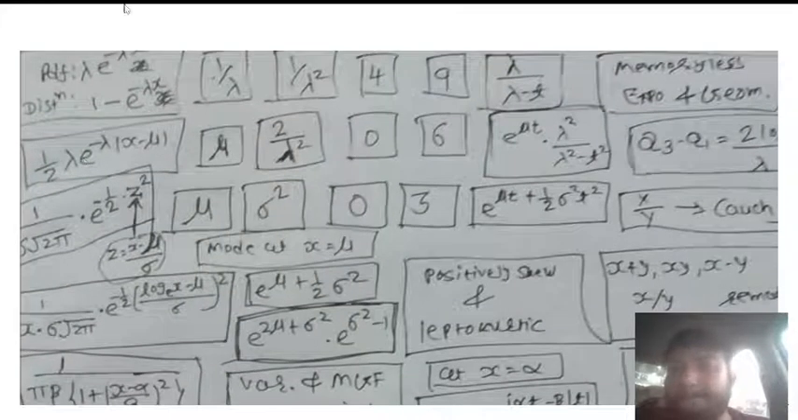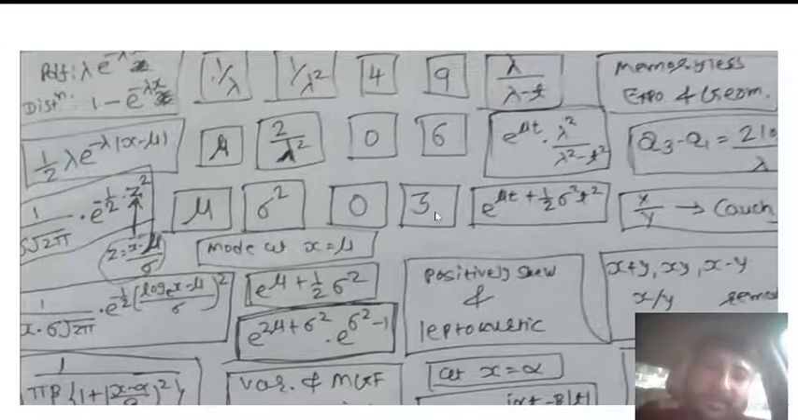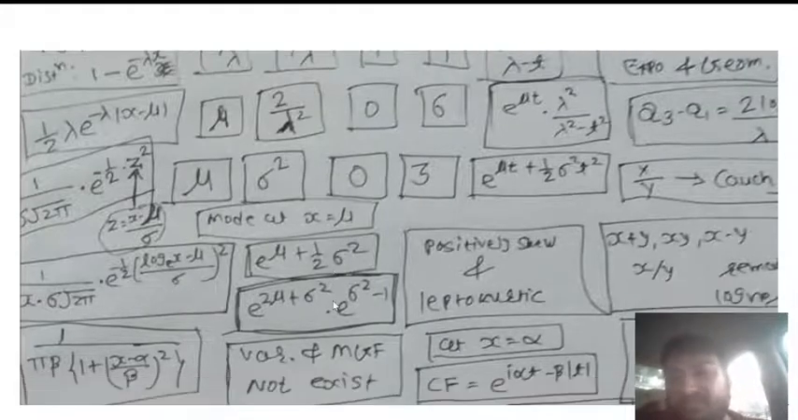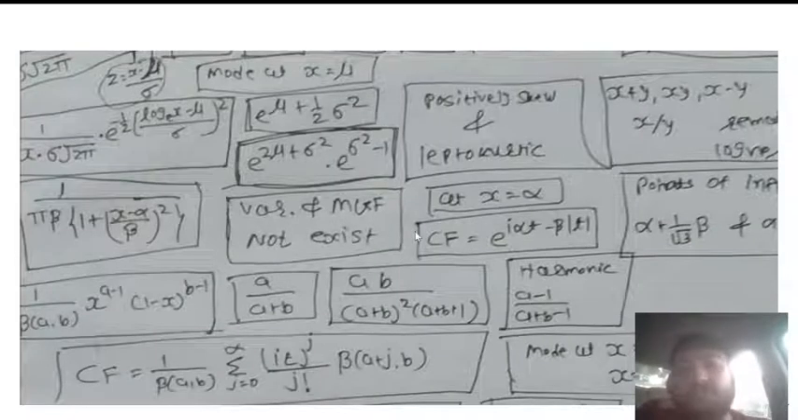This is the double exponential distribution function, and these are its properties. These are the properties of the normal distribution function. These are the properties of the log normal distribution function. These are the properties of the Cauchy distribution function.